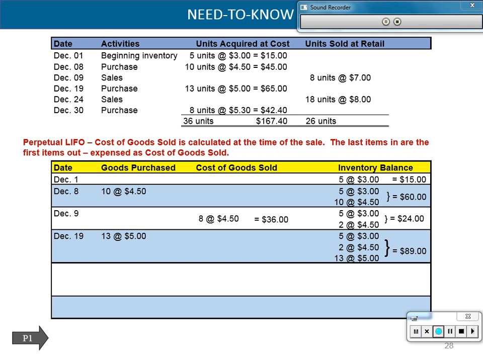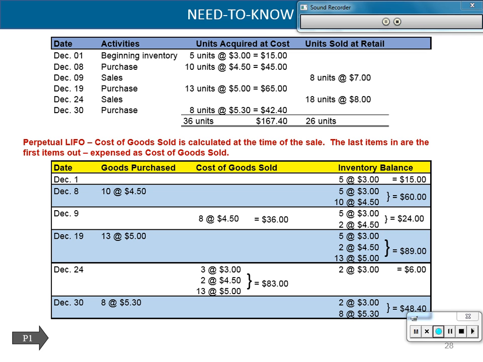Follow so far? And then on December 19th, we purchased more. December 24th, we had another sale of 18 units. So where did we pull that from? What was the last purchase? The 19th. So we pull 13 from there, 13 from the 19th, and 2 from the 8th, because it's 450. 2 from the 8th, and then 3 from the beginning inventory. So we're just going up in reverse, right?